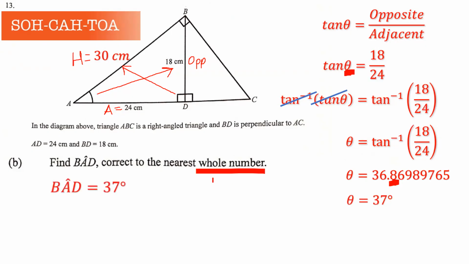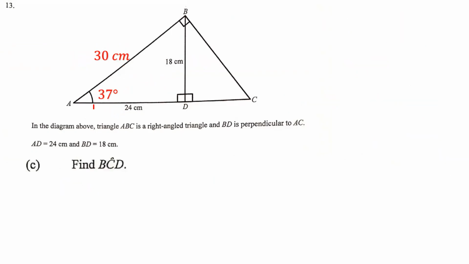So angle BAD, this angle right there, is equal to 37 degrees to the nearest whole number. Let's move on to the next question.